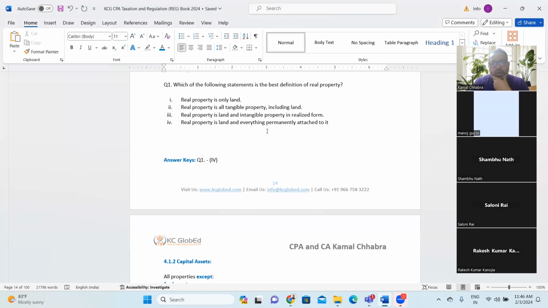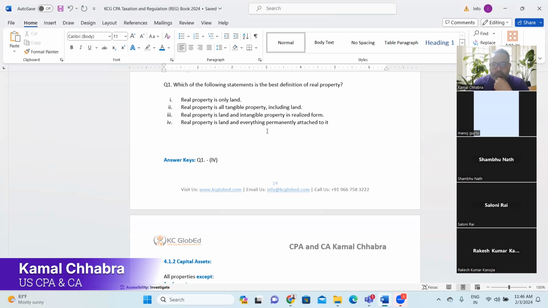No, that will be part of intangible asset. That will not be part of real property. That's what I hear. Now, point number 3 is real property is land and intangible property in realized form. Sorry, I still didn't understand your point. So real property is land, and intangible properties are not part of real property.